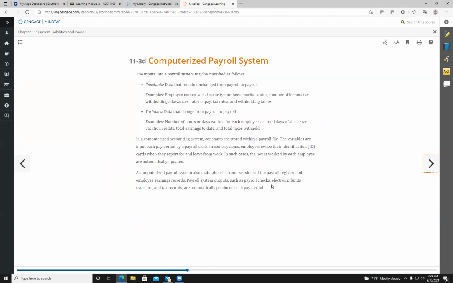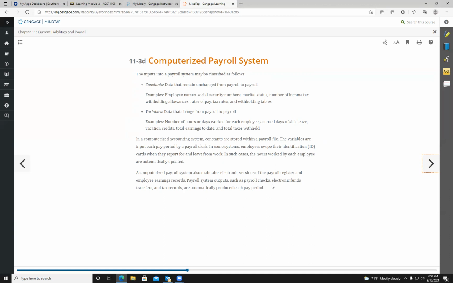Of course, there are a lot of computerized payroll systems. Pretty much nothing's done on paper anymore. Everything's done electronically. A lot of small businesses prefer to use QuickBooks. QuickBooks is a great computerized program. And again, that's another class that we teach here at Southern Crescent. That's computerized accounting, which is Accounting 1115.